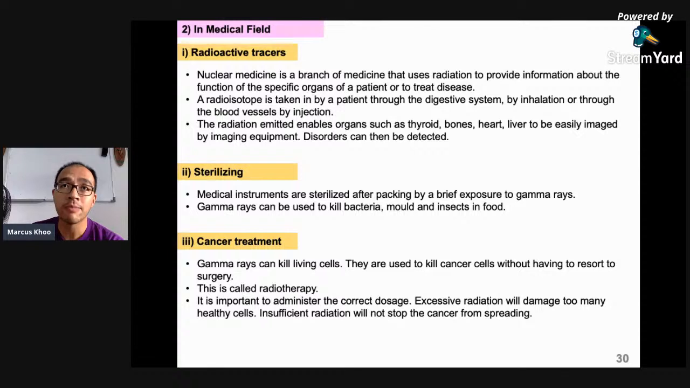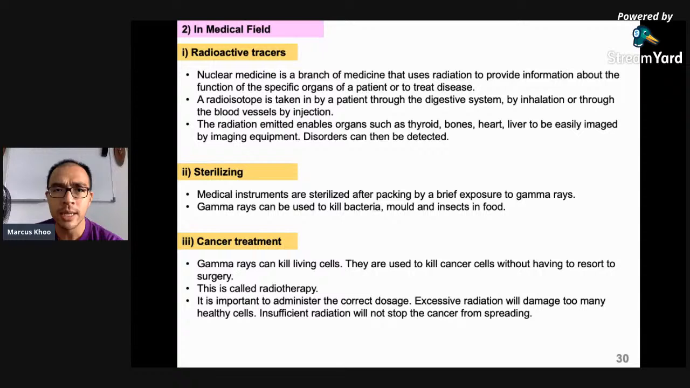In Sabah, especially in KK, I know the radiotherapy center is in the Likas Hospital. If you want to know more about radiotherapy, you should ask somebody that's working over there, or ask people who have been cancer patients.